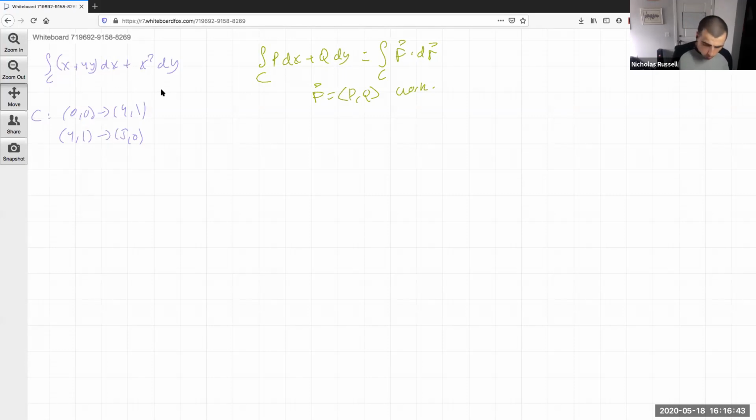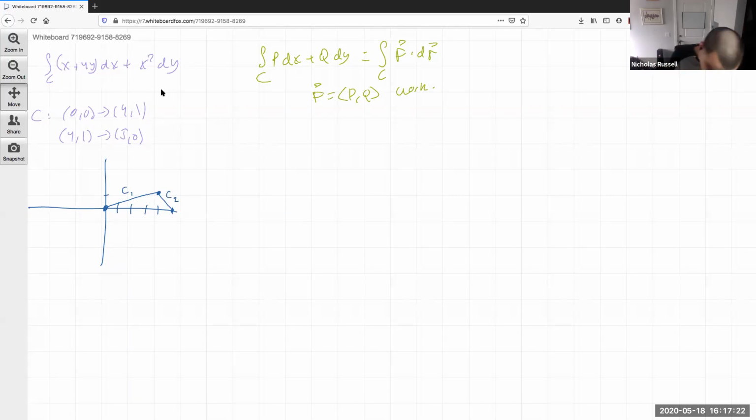Now, whenever we're doing this type of problem, we always want to draw out the curve if we can. If you can draw out your curve, it's always very helpful. So in this problem, we are going from (0, 0) to (4, 1), maybe like this. And then I'm going to (5, 0), so I'm going here like that. I'm going to call this C1, and I'm going to call this C2.